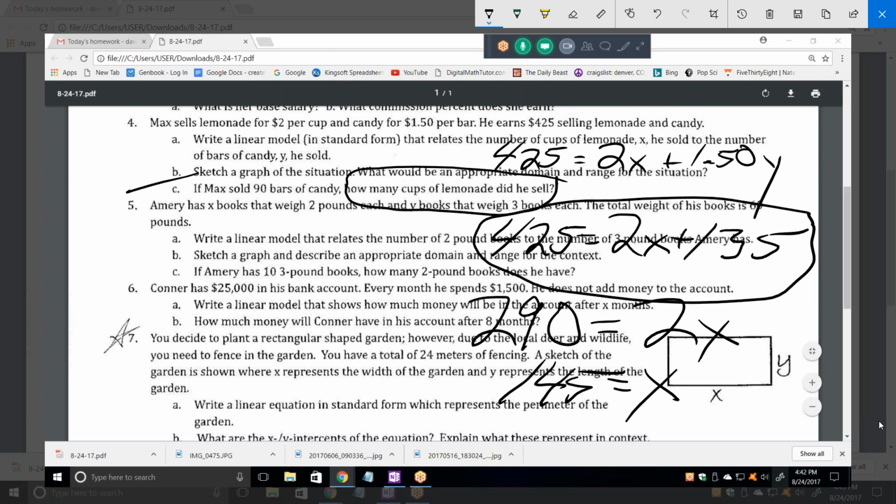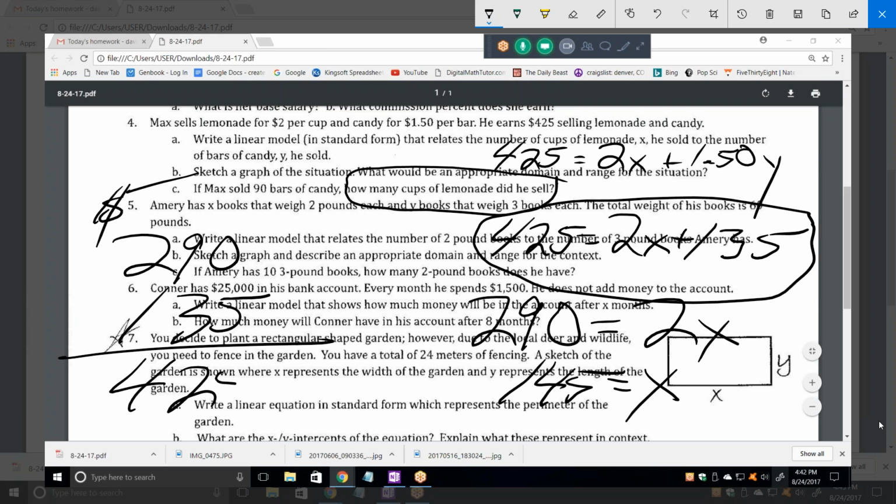Well, let's just check. If she sold 145 cups of lemonade at $2 a cup, that's $290 there. And then she sold 90 bars of candy at $1.50 per bar. That's another $135. Add the two together. There you go. That's what she made. Now we know our answer is exactly right.